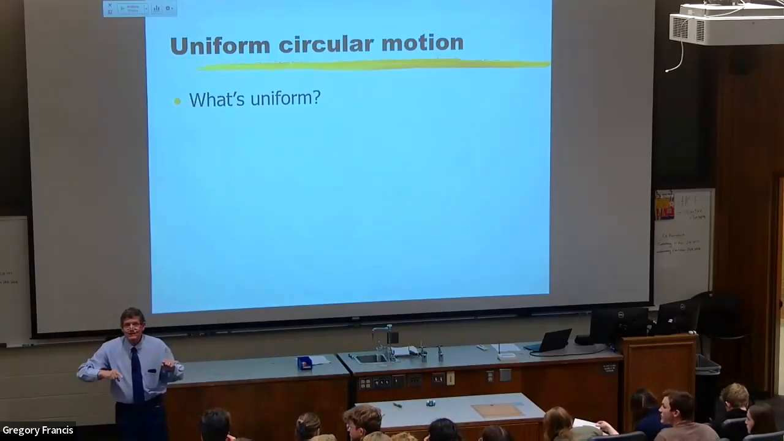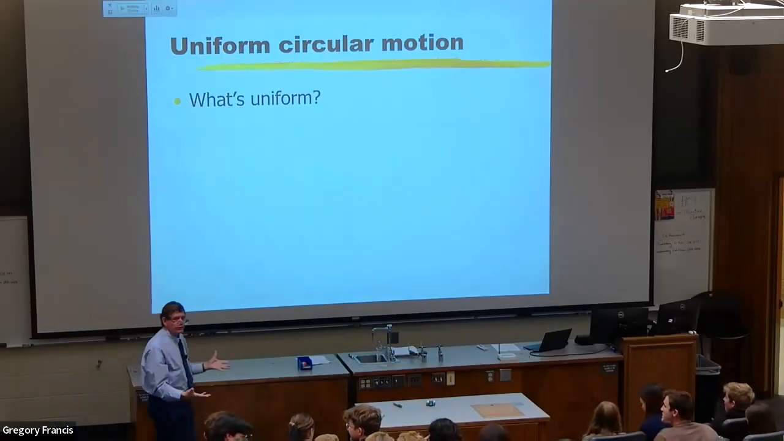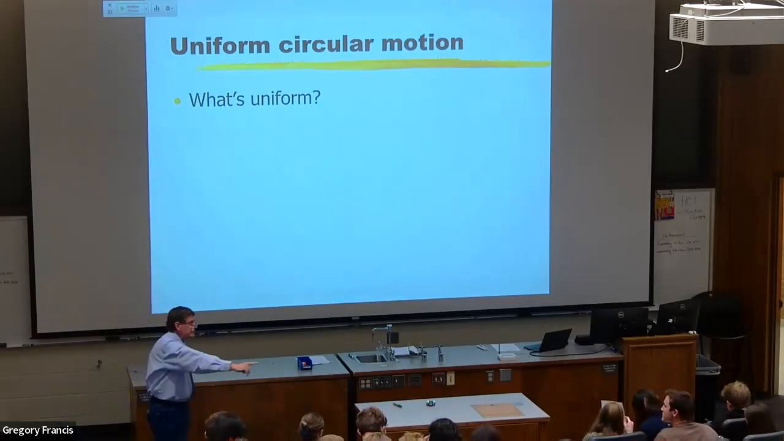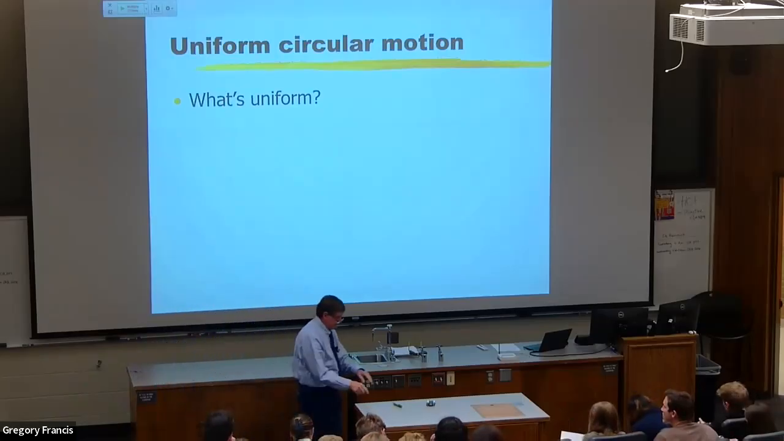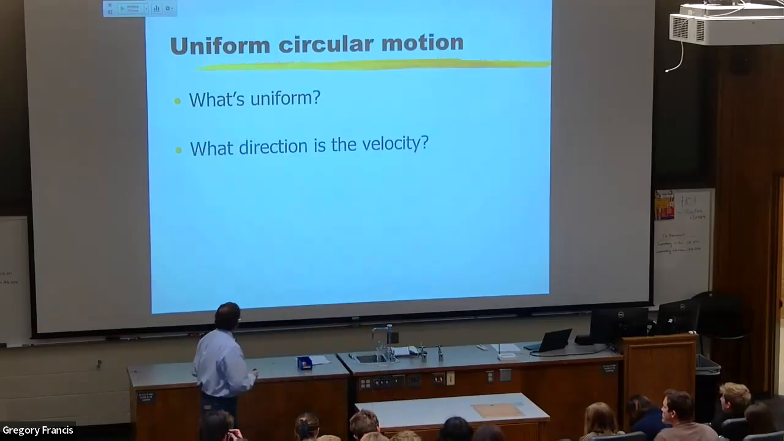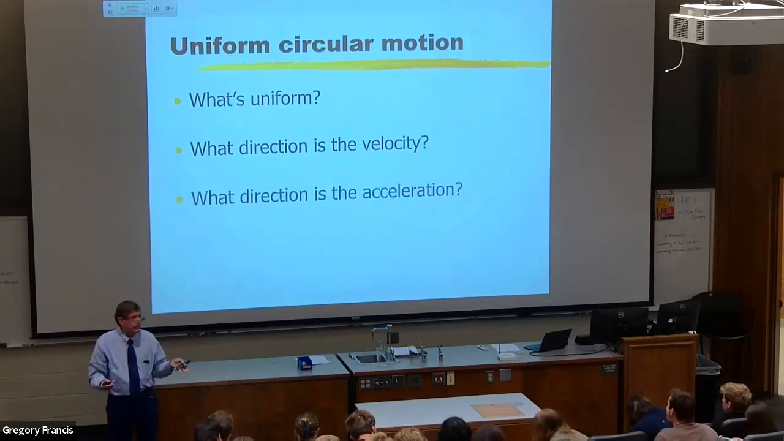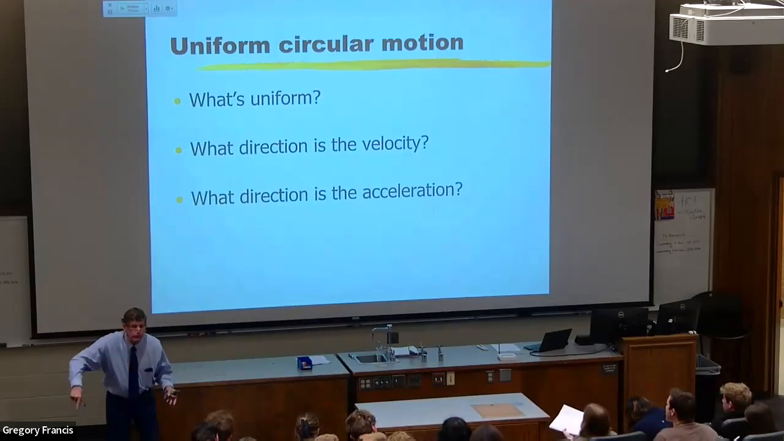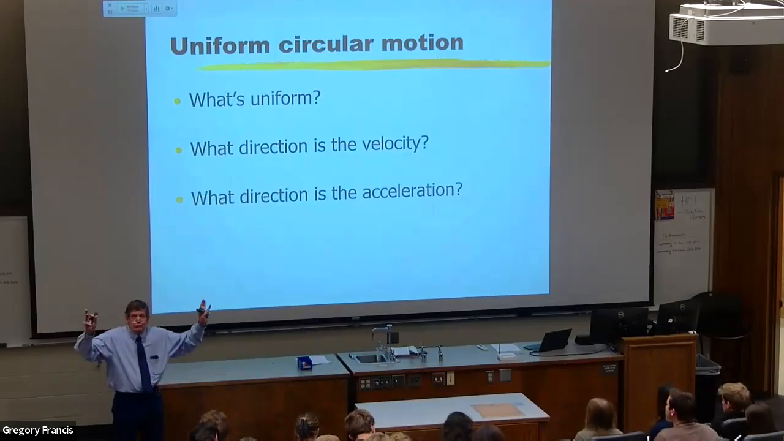Speed, yes, speed. You essentially put cruise control on and your speed stays the same as you go around this circle. Now, the direction of the velocity is always tangent to the circle. The direction of the acceleration is always perpendicular to that velocity, which for a circle points towards the center of the circle. That's old news.